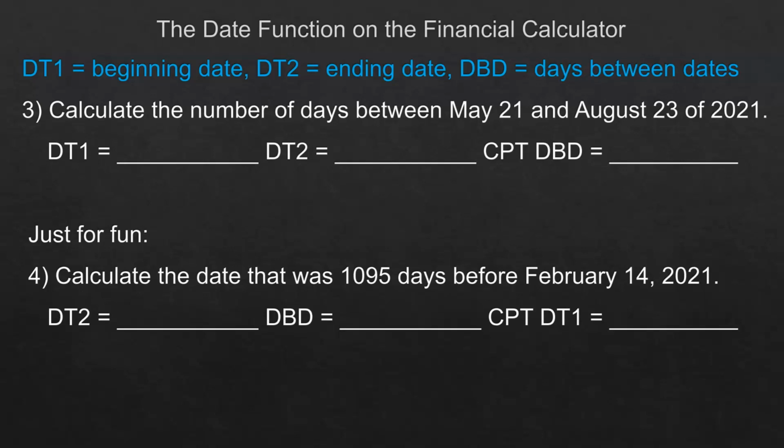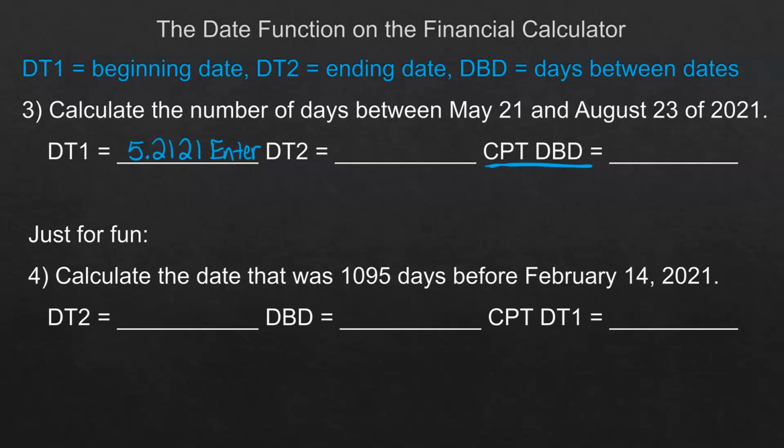Okay, we have a couple more to practice. The number of days between May 21st and August 23rd. So we're going to figure a little bit different. Notice we're going to compute days between dates this time. Okay, so May is the 5th month. 5, 21, 21, yes, and push enter.